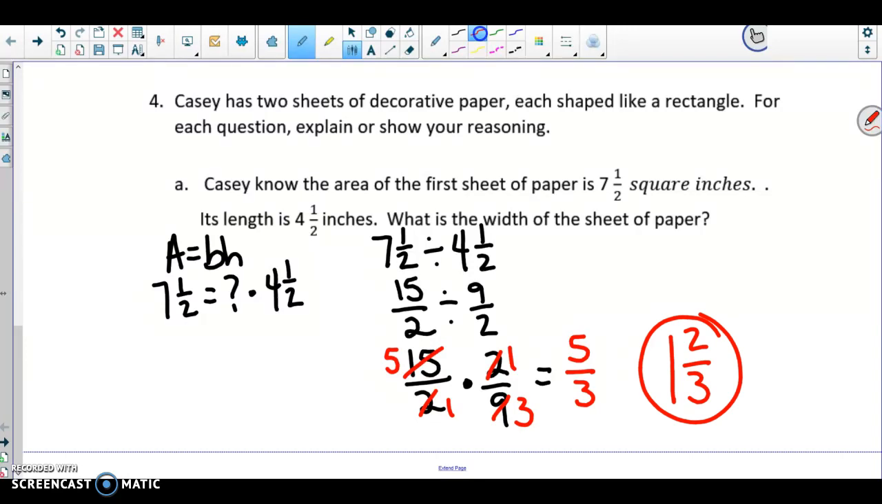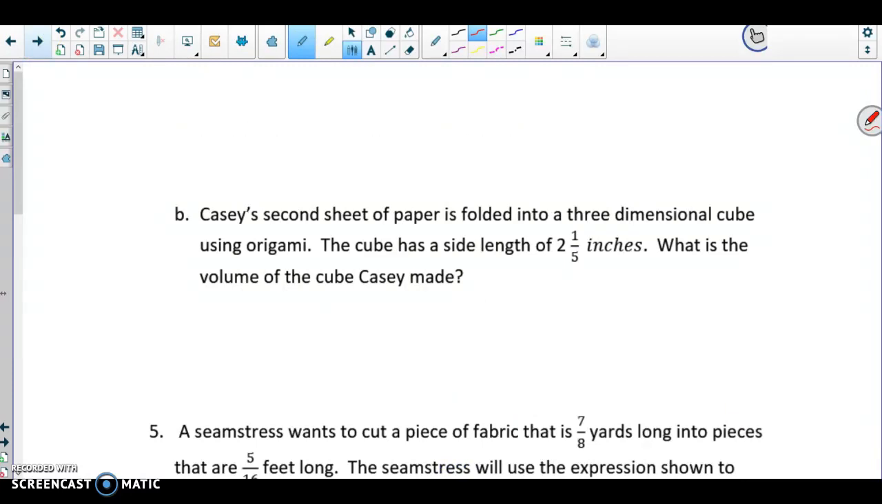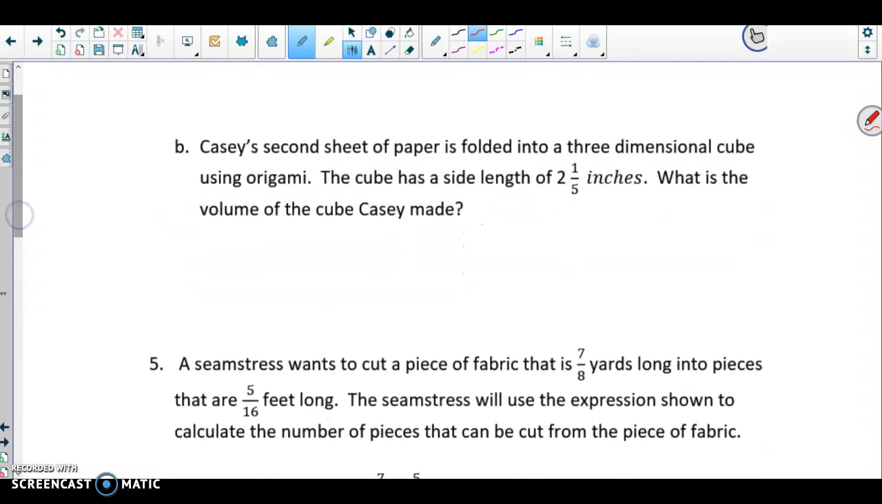All right, next page. So 4B talks about the second sheet of paper being folded into a 3-dimensional cube. And the cube had a side length of 2 1/5 inches. What's the volume? And if we remember, volume equals big B times H. Well, big B is nothing more than the area of the base. And oftentimes we know that since it's a rectangular prism, we take length times width times the height so that we can get that.